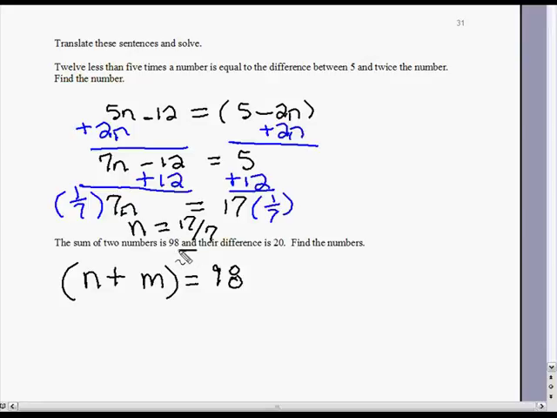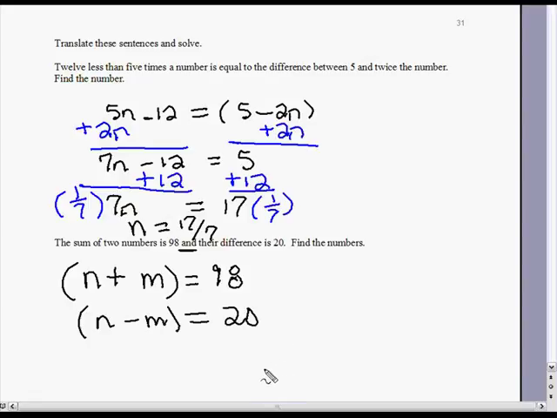And, well, this is a compound sentence. This is a complete sentence in and of itself, and this is another complete sentence. So it's going to be a second equation. There refers back to the two numbers you were talking about, n and m, and difference is subtract. So their difference, n subtract m, is 20.